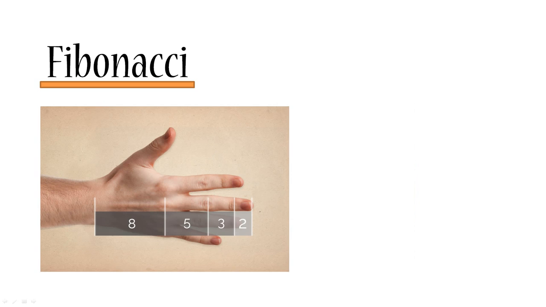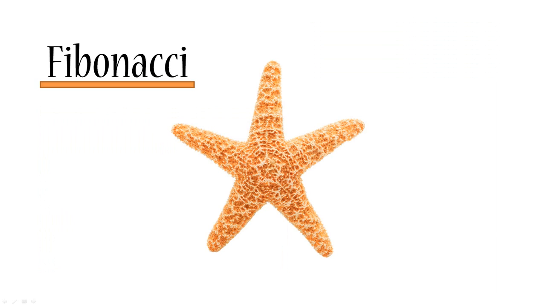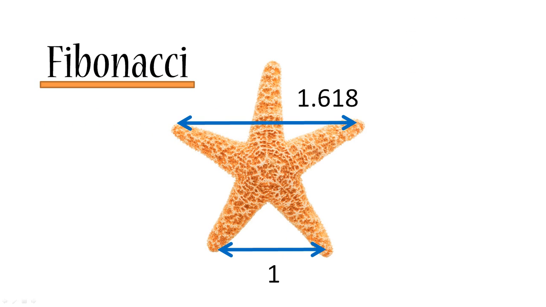Next, the phalanges on your fingers actually are in the same ratio as the Fibonacci numbers, so 2, 3, 5, 8. If you don't believe this picture, then here's an actual X-ray. Also, if you take any starfish and you measure its base and take it as a 1, then the distance between these two limbs will be 1.618.